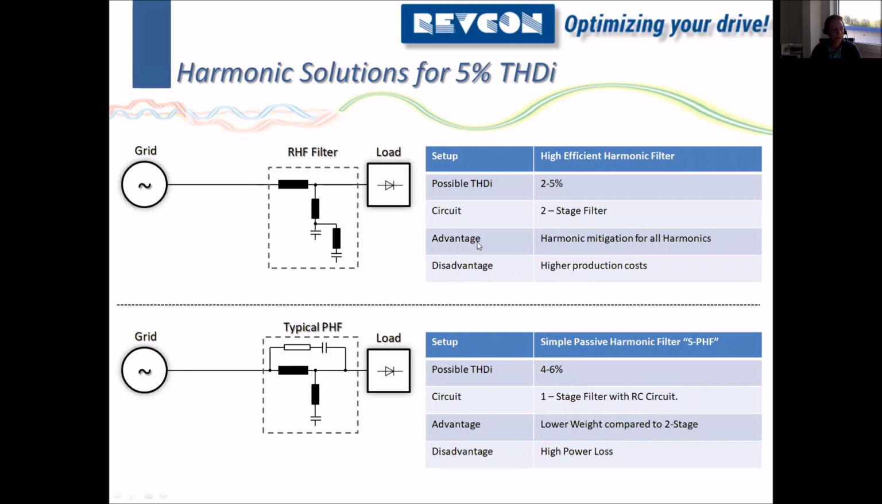Performance-wise, these solutions are more or less the same, but there is one big difference. This kind of setup is an RC circuit, and these harmonics are burned into heat in this setup, meaning all the higher order harmonics end up inside this RC circuit. So the disadvantage is the power loss of this system. Our disadvantage is a little bit higher cost, but we have the harmonic mitigation for all harmonics. That's the advantage and disadvantage of these things.